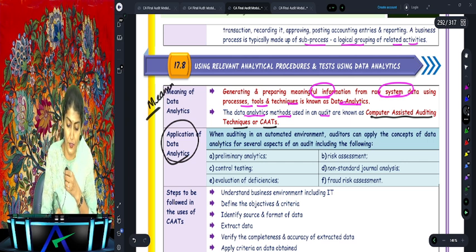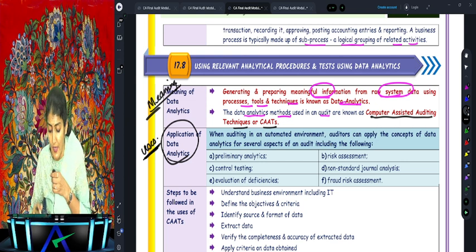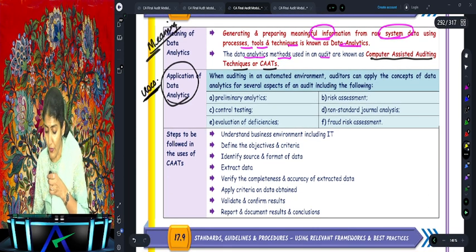So what is the first question over there? The meaning. Then second question, the uses. Okay, where in an audit can you make use of the data analytics? As simple as where in an audit can you make use of the computers?